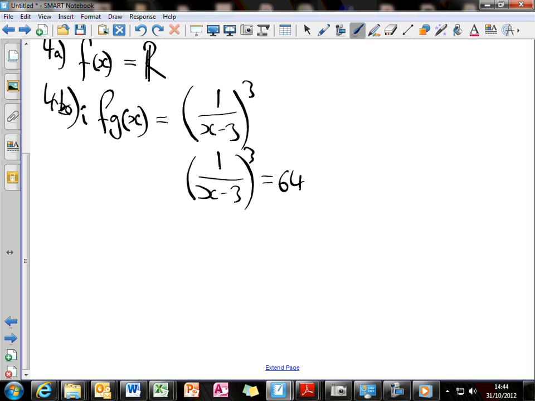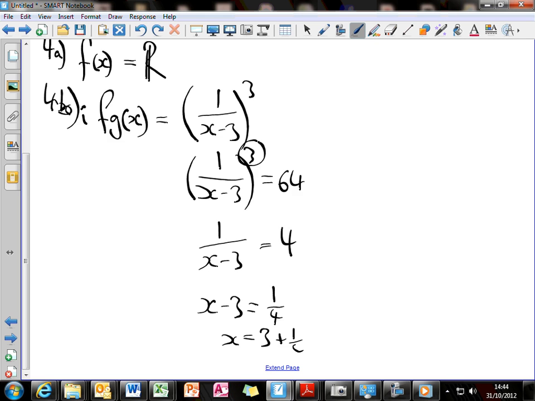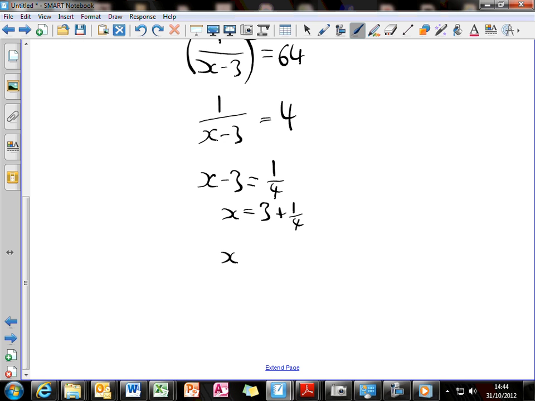So to go about solving that, we're going to do the cube root to get rid of this power here. If I do the cube root of both sides, on the left-hand side, I'm going to end up with 1 over x minus 3, and on this side, I'm going to end up with 4, because 4 cubed is going to be 64. And then I can say that x minus 3 equals a quarter. So x equals 3 plus a quarter. And I guess we can write this as a mixed number, 3 and a quarter.